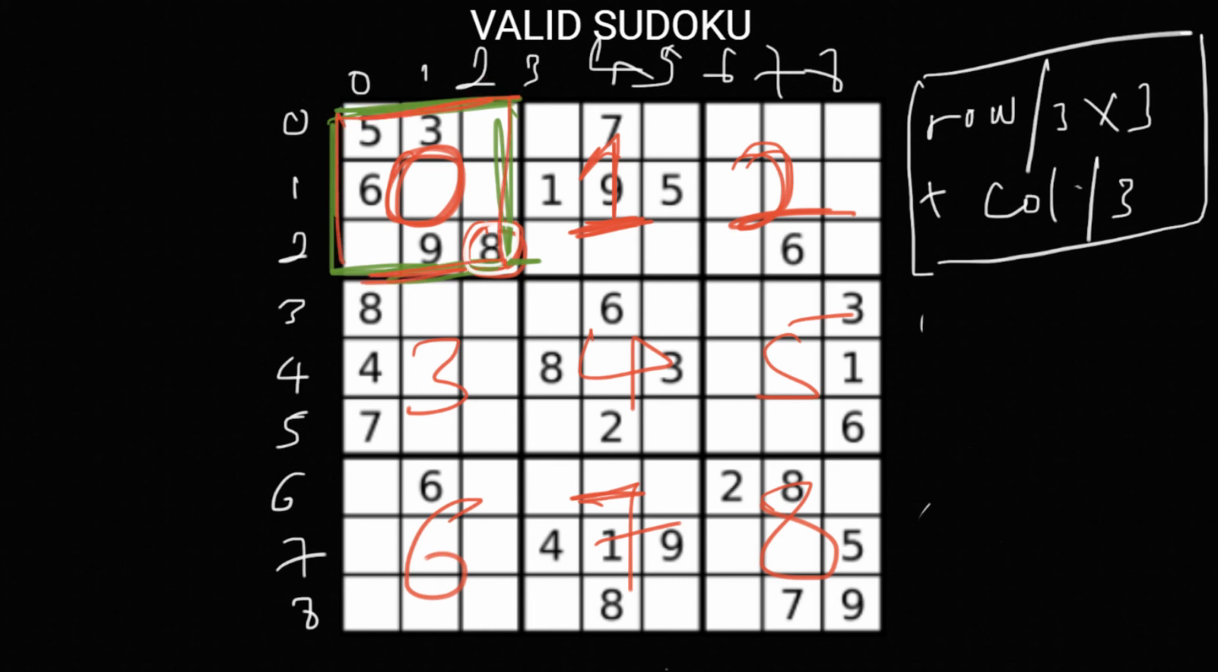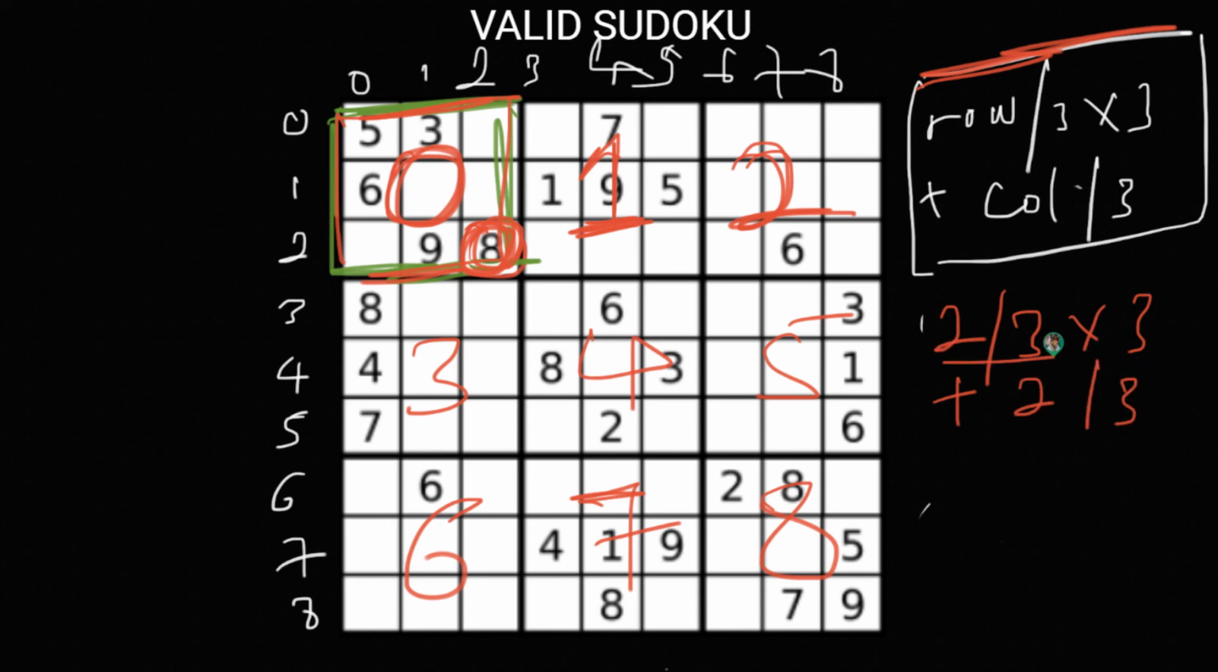So a cell has information of rows and columns, and this is the formula that we're using. Now let's apply this formula. Let's say we were at 8 and we want to know that we were at subgrid 0. So what's the current row that 8 belongs to? Current row is 2. So 2 over 3 times 3, plus what's the current column that it belongs to? It belongs to column 2, so 2 over 3. So what's going to happen is 2 over 3, integer division, returns 0, times 3 returns 0, plus 2 over 3, 0, so this returns 0.